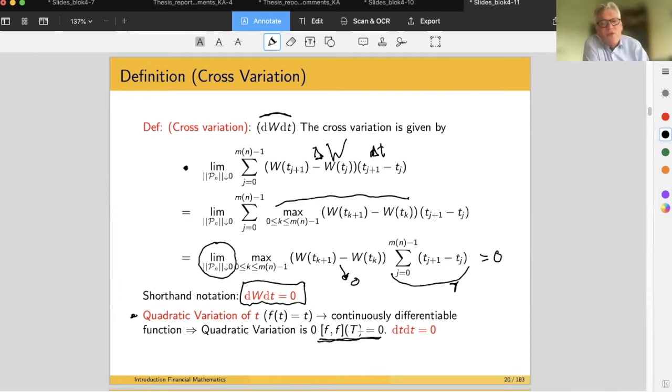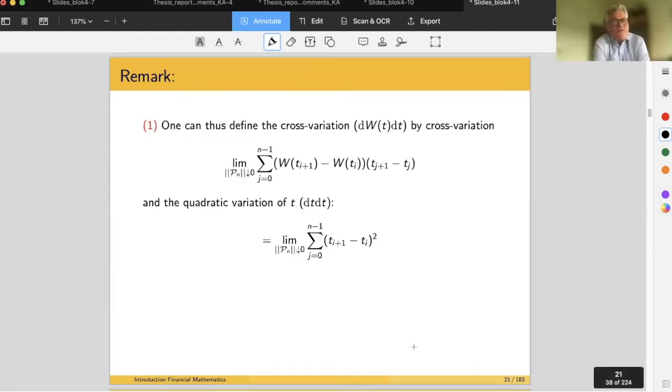And now in the informal notation, we write this like this: dt dt is equal to 0. So in a way, you can see this also as higher order terms turning to 0. It goes quadratically to 0. This is just the informal notation.